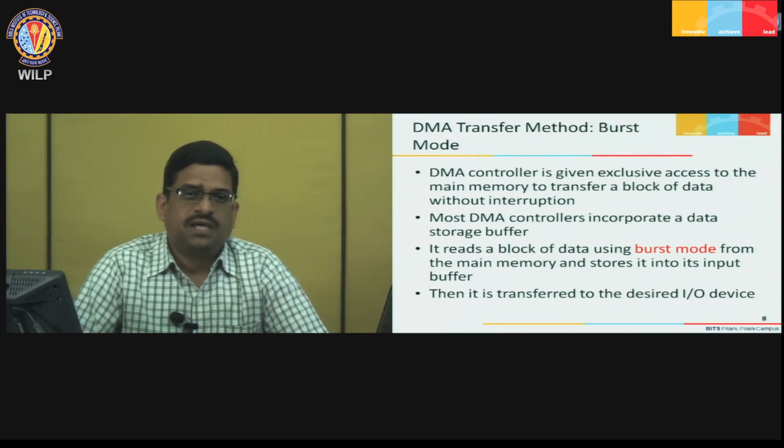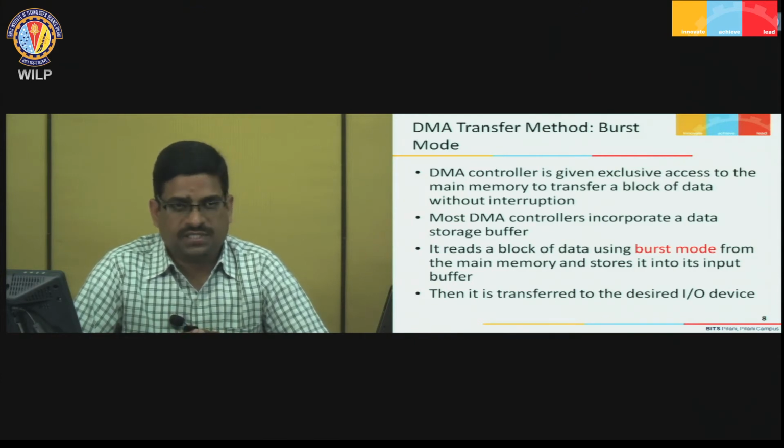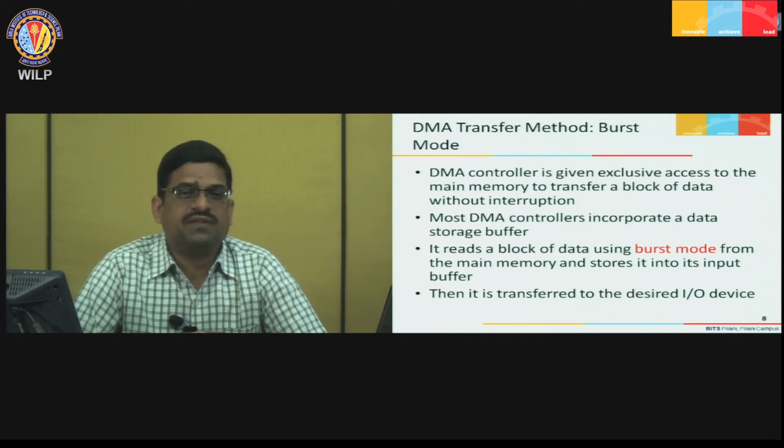Why? Because if this block transfer activity is done by the processor without using the DMA, or with the help of processor intervention, either it can be programmed IO or interrupt driven IO. Definitely interrupt driven IO is better than programmed IO. So let us take an example of interrupt driven IO transferring a block of data.